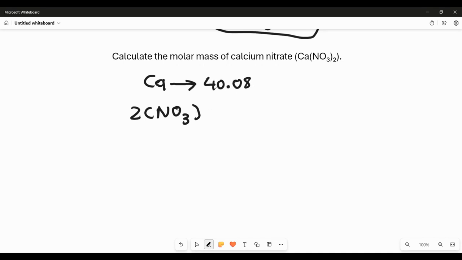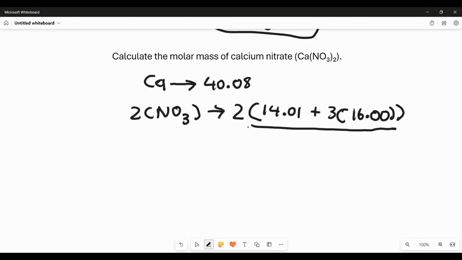And then the second one is 2 times first the molar mass of nitrogen, which we can see is 14.01, plus the molar mass of O3, which is 3 times the molar mass of oxygen, which is 16.00, and the whole thing multiplied by a factor of 2.